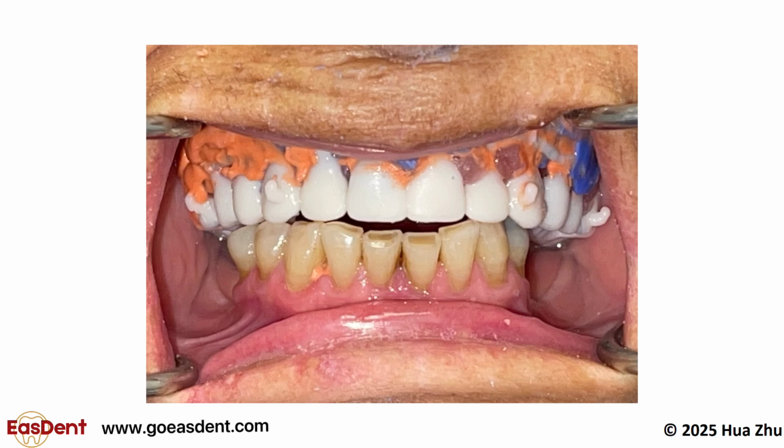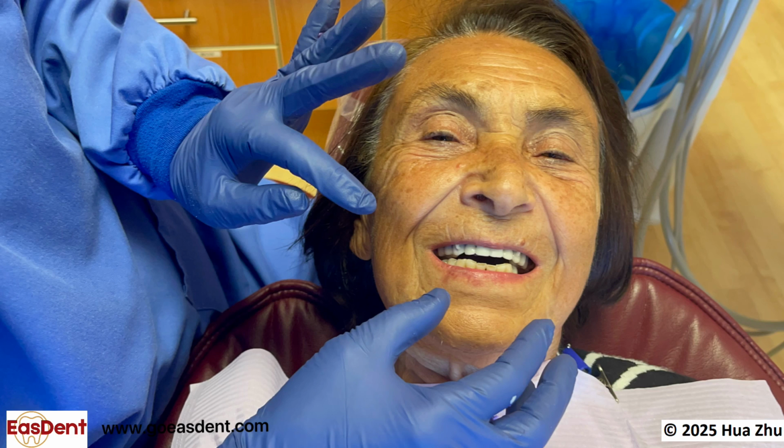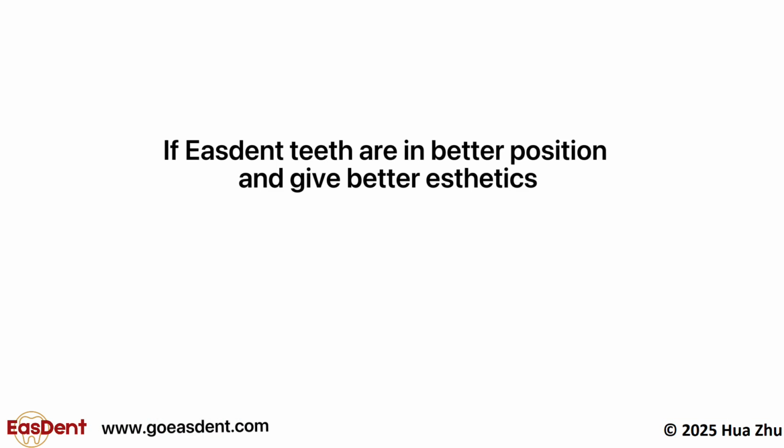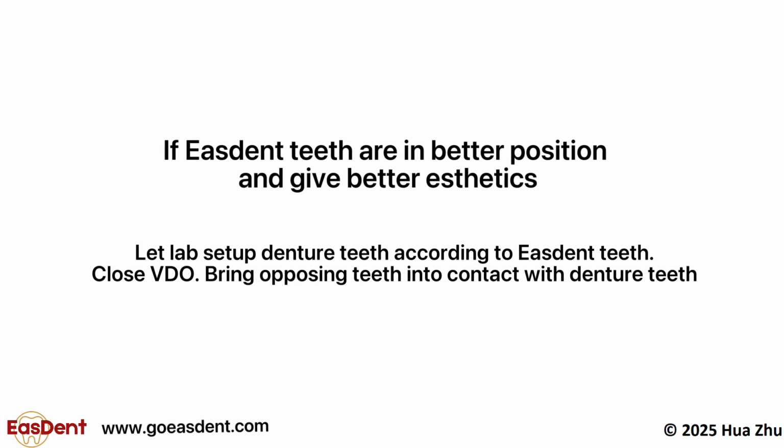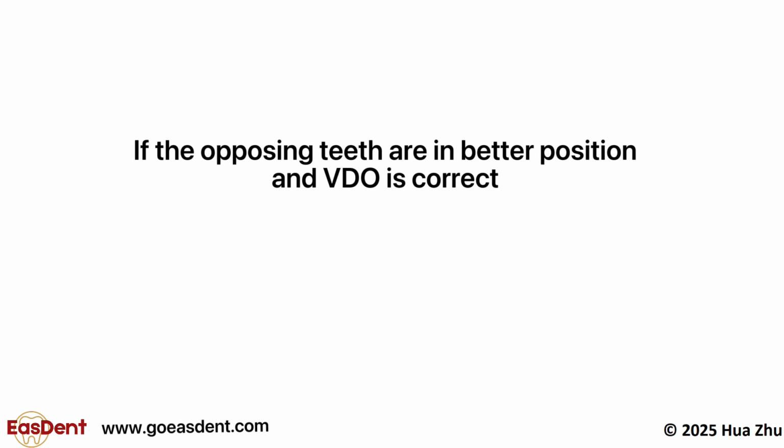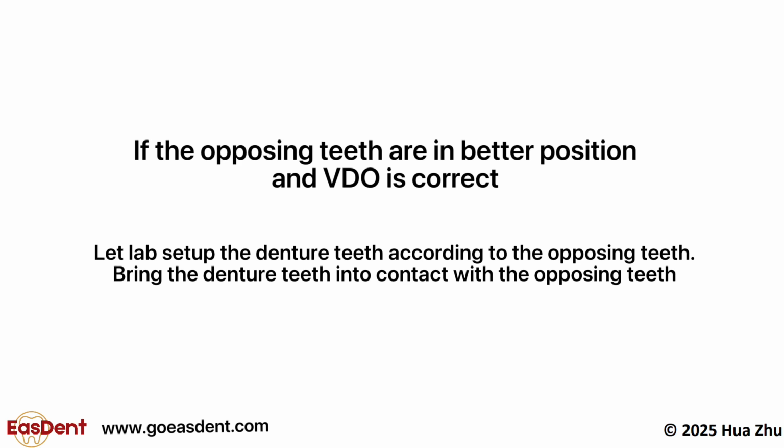Use both the Easdent teeth and the opposing teeth as reference to visualize the ideal position of the denture teeth. Decide which reference offers better aesthetics. If the Easdent teeth have better aesthetics, with a better incisal edge position and occlusal plane height, instruct the lab to follow the Easdent teeth position to set up denture teeth. Close the VDO and bring the opposing teeth into contact. If the Easdent teeth are not correctly positioned and the opposing teeth are in a better position and the VDO is correct, instruct the lab to follow the opposing teeth. Make sure to clearly specify the desired overjet and overbite for the incisal edges.